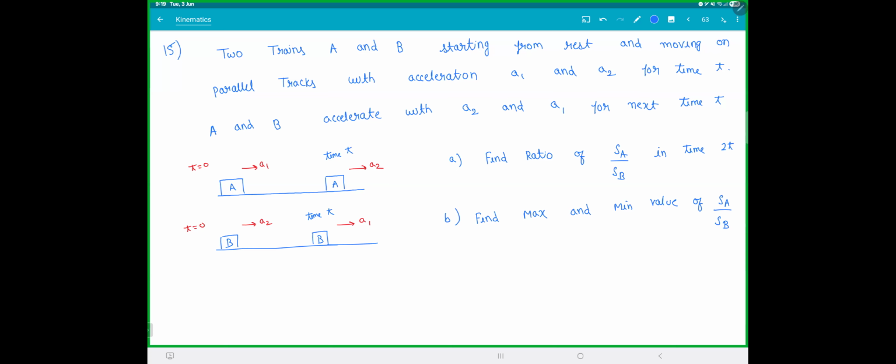By any chance, anyone got 1:1? That would be a classic trap. I mean, general feeling, right? You get a feeling, yeah, it should be 1:1. All you're doing is just exchanging acceleration, so how can it get affected?